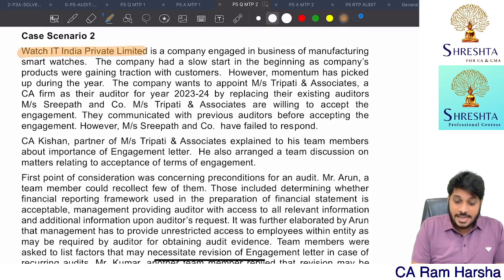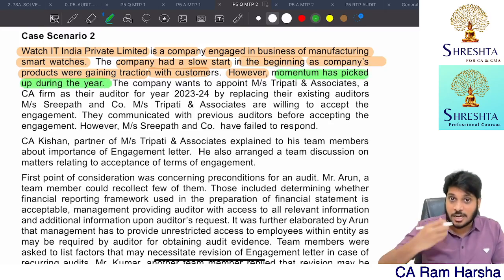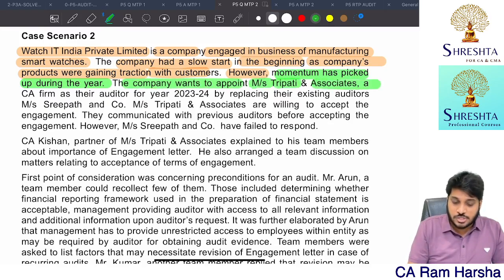Watch IT India Private Limited is a company engaged in the business of manufacturing smart watches. Okay, it's a watch manufacturing company. The company had a slow start in the beginning as the company's products were gaining traction with the customer. So initially there is slow growth. However, momentum has picked up during the year. The company wants to appoint Messrs. Tripathi and Associates, a CA firm, as their auditor for 23-24 by replacing their existing auditors, Messrs. Sripath & Co. So they want to replace Sripath and appoint Tripathi.